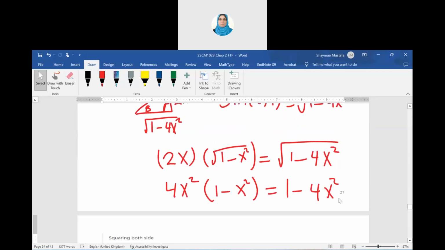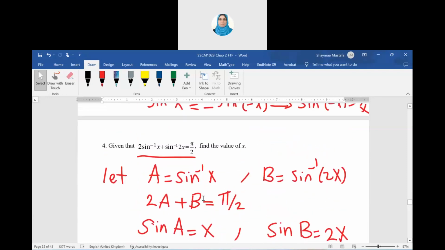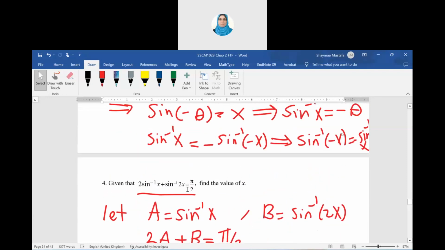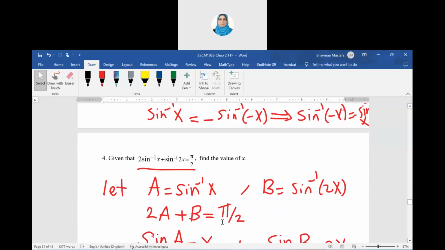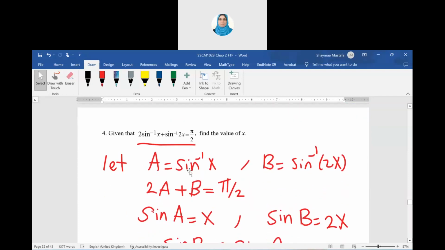These steps are only how I solved this equation. I will repeat again for all of you. I need to find the value of x that satisfies this equation. So I take sine inverse x equal to a, sine inverse 2x equal to b. So the equation becomes 2a plus b is equal to pi over 2. We need to find the value of x that makes this equation true.